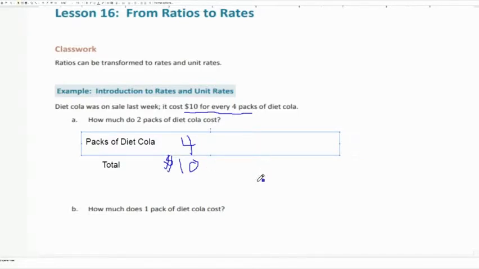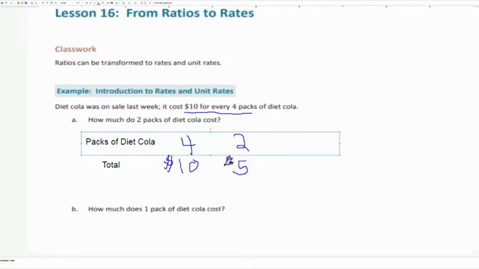All right, well, we don't want a 4-pack here. It says how much does a 2-pack cost? So we need to make the transition from 4 to 2. And of course, we do that by dividing by 2. If we divide the top by 2, it means we divide the bottom by 2. And that would be $5.